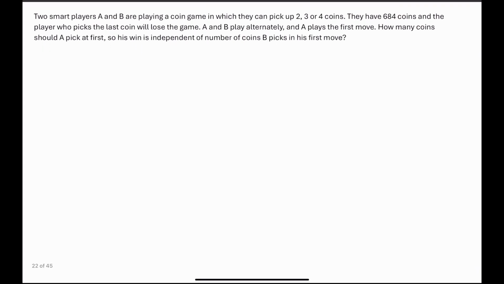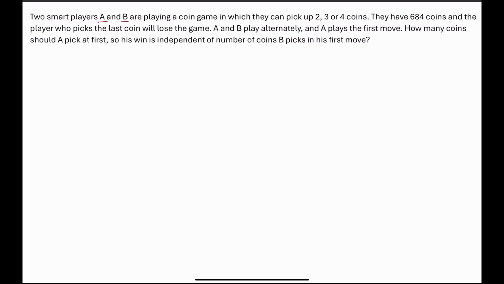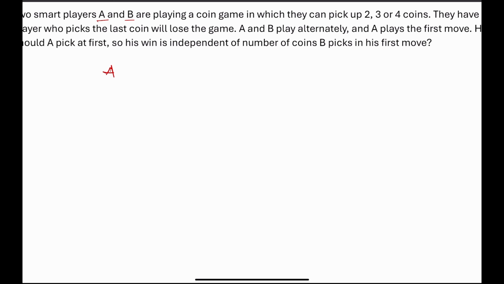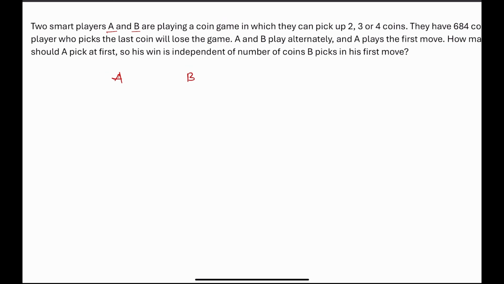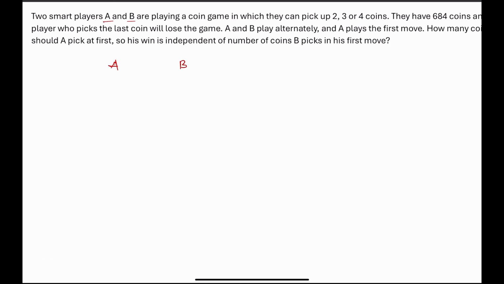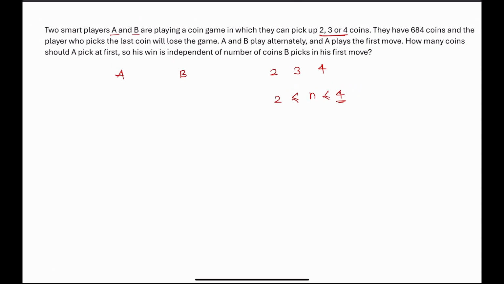So this question is, there are 2 smart players, A and B. Great. A and B, 2 smart players playing a coin game in which they can pick 2, 3 or 4. So we can write it as from 2 to 4. Okay, so they have 684 coins. Then let's make it 684 on the table.